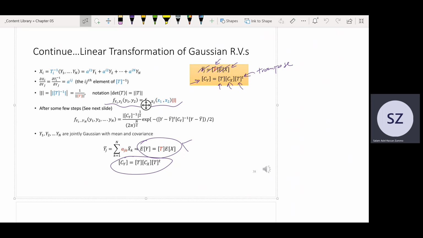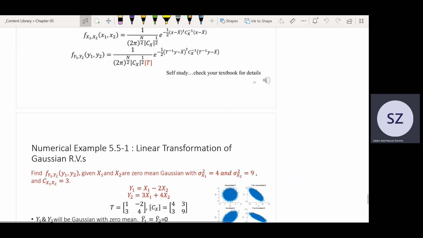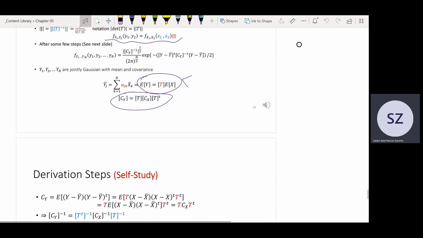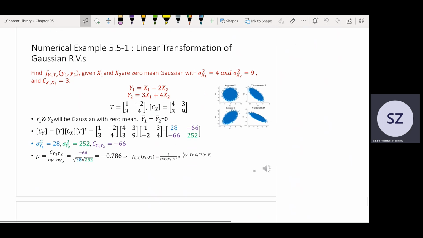As I mentioned, we will not derive this and just leave it for you to read if you are interested, so the derivation is self-study. However, the final answers are not self-study; they are included. So let's take an example. Today we'll take an example, and then we'll go over a very quick review of the most important ideas in the chapter.